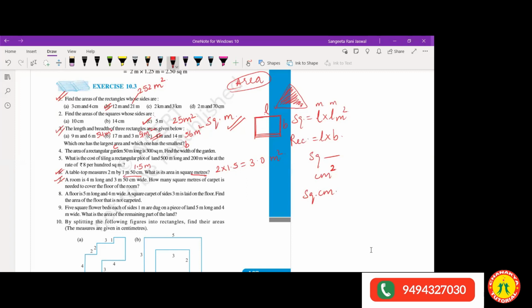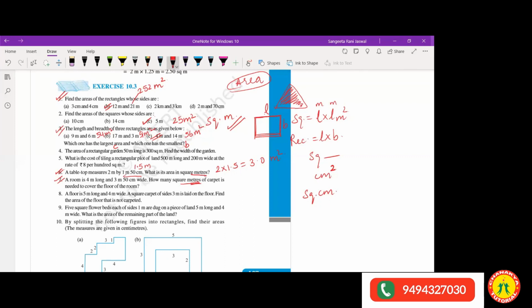So, in particular, what you have to find here? We have to find the area. Yes. So, convert it to 1 unit. Both the units should be same. And your answer is asked in meters. How many square meters of carpet? That means you have to convert this to meters. You have to give your answer in square meters.